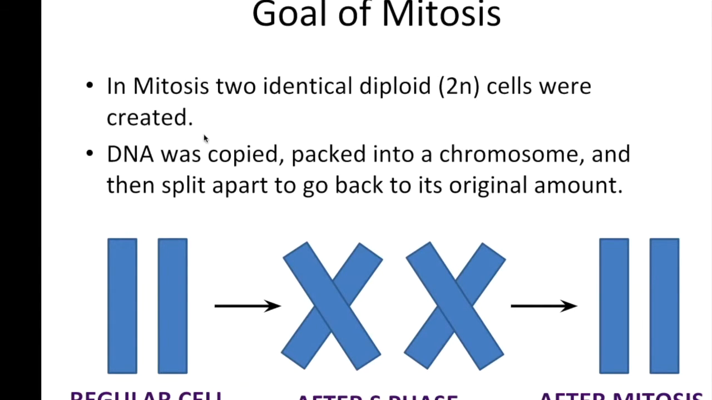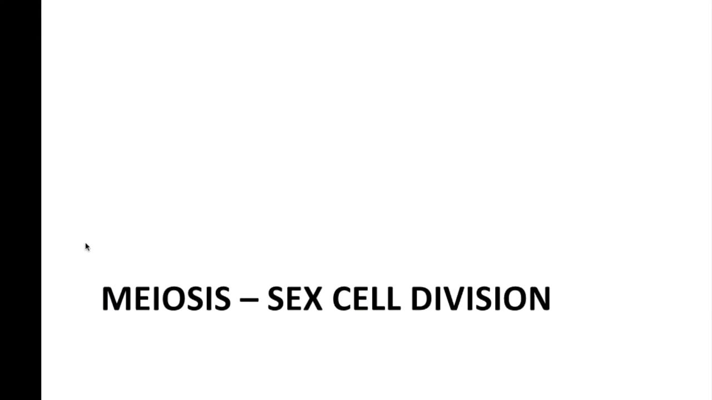So after mitosis, we have our DNA that's copied. It gets packed into the chromosome, and it gets split apart to go back to the original amount that we started with. So if our original cell had, let's just say, one chromosome, a copy from mom, a copy from dad, we would duplicate those chromosomes, but then split them up again. So the cells that we end up with, we'd end up with two cells, but each one would still have one copy from mom, one copy from dad, and we end up with the exact same thing that we started with. Now we're going to take a look at how meiosis is just a little bit different.